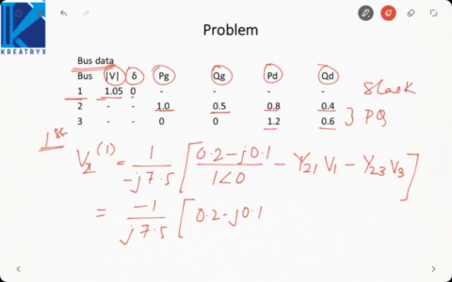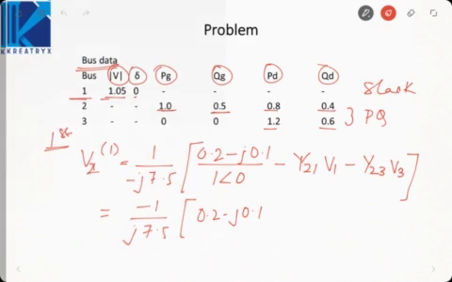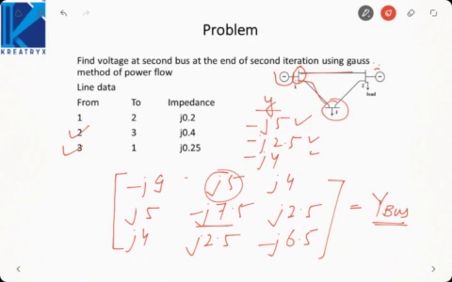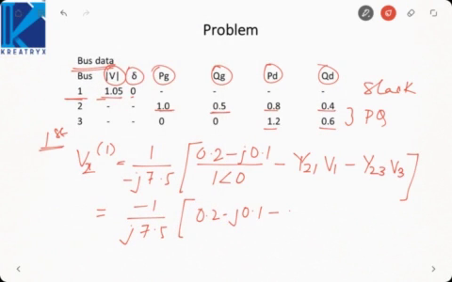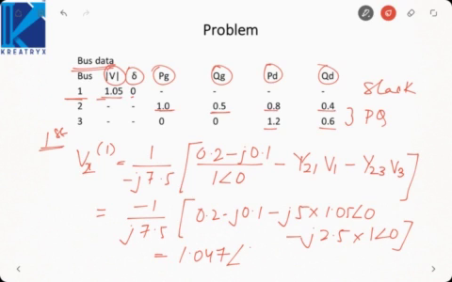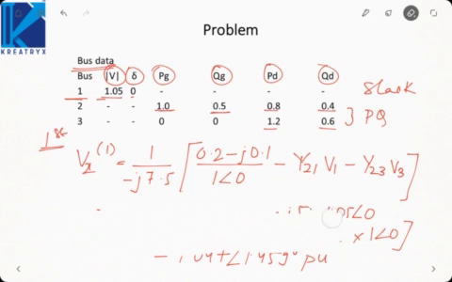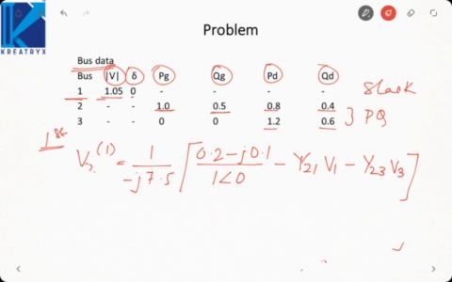That is minus 1 upon J7.5, 0.2 minus J0.1. Now Y21 is actually how much? J5, that is 1 2 and 2 1, and then 2 3 is J2.5, into V1 is 1.05 angle 0. 2 3 is J2.5, V3 is 1 angle 0. So this voltage will come out to be 1.047 angle 1.459 degree PU. Now this is the first iteration for V2. Similarly, if we do first iteration for V3. Okay, we will not do for V1 because it is a slack bus.